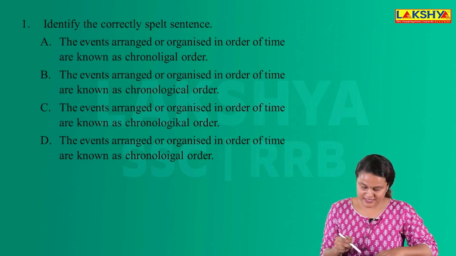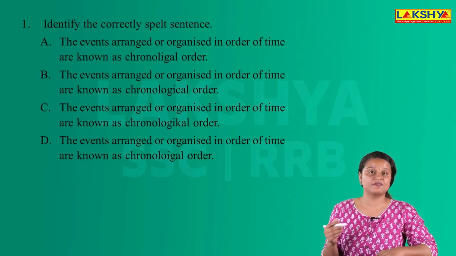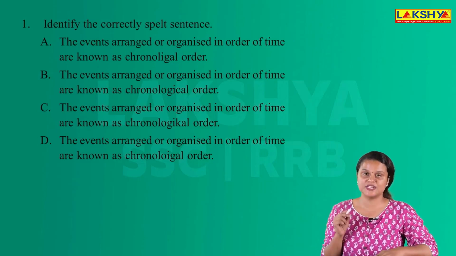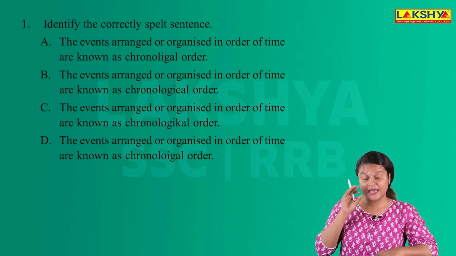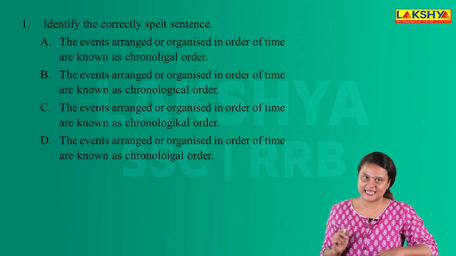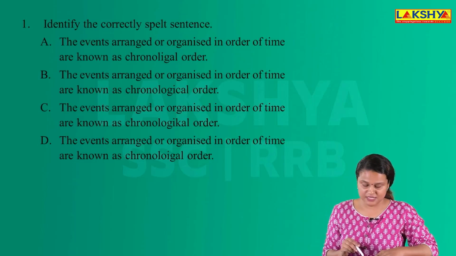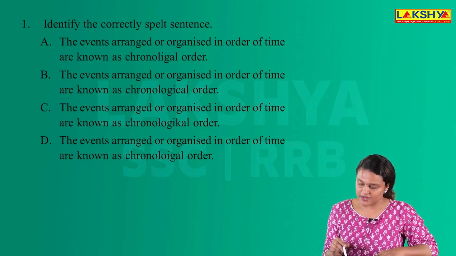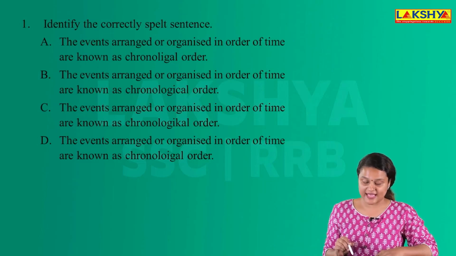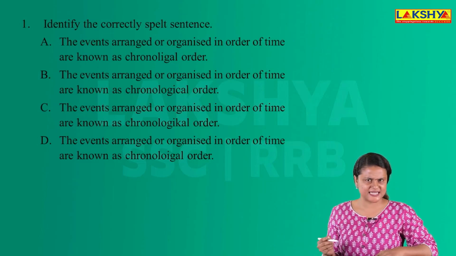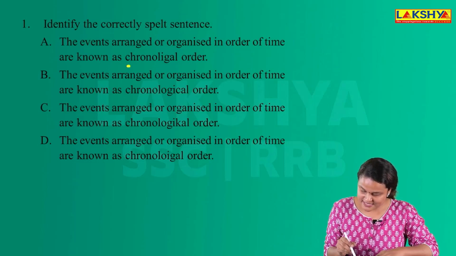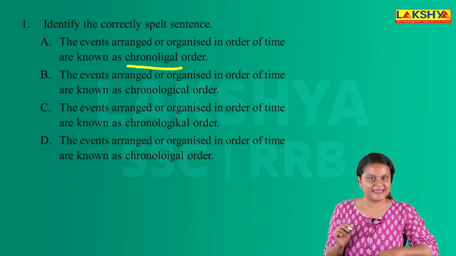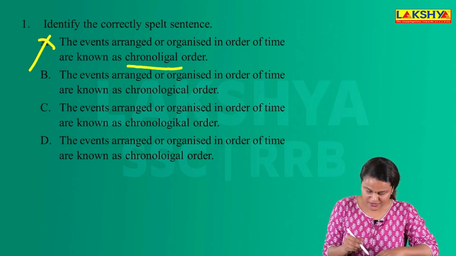So the first one, as you can see it on screen, identify the correctly spelled sentences. You are given 4 sentences, out of which you need to select one sentence which is a grammatically correct and spelled sentence. Which is that sentence? If you look at the first statement, the events arranged or organized in order of time are known as chronological order. Now that is a sentence, but you can see an error there. If you look at it, this one is spelled wrong. The spelling of chronology is wrong there. So this is not the answer.